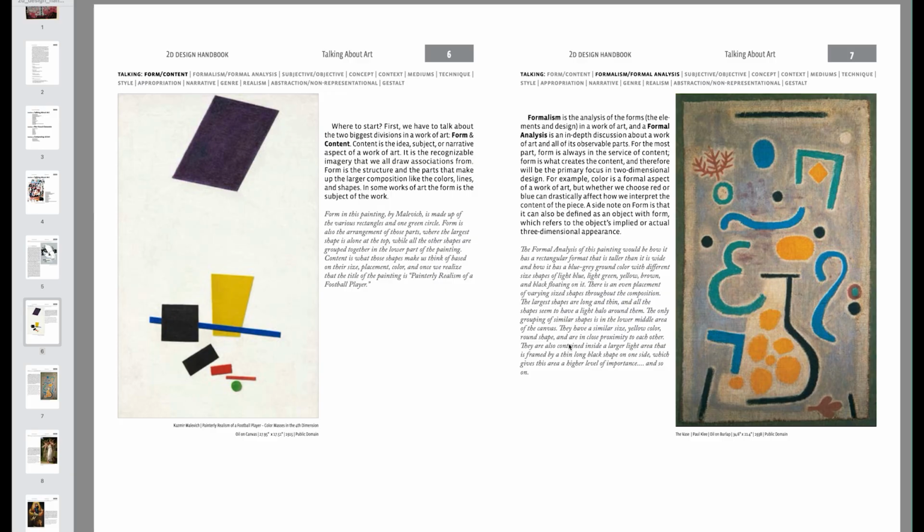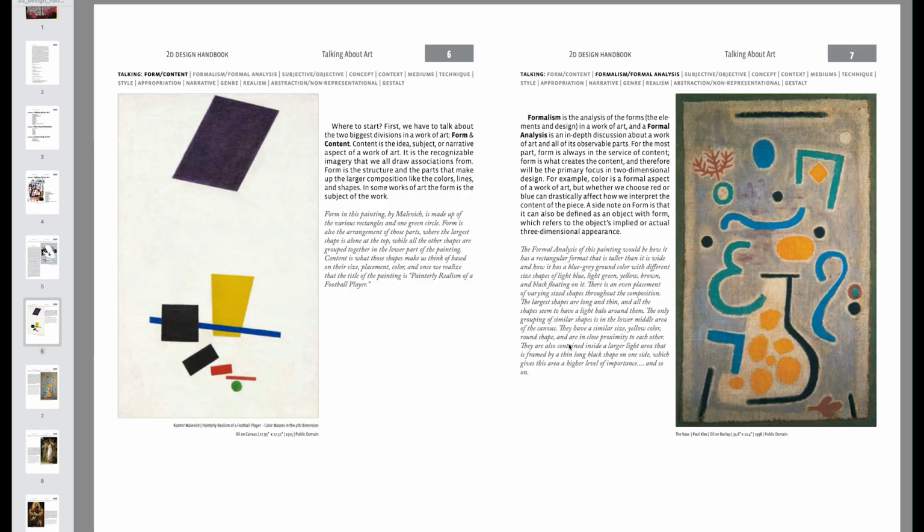Now, formalism is the analysis of the forms themselves, the elements and the design. In a formal analysis, it is an in-depth discussion about a work of art and all of the observable parts. For the most part, form is always in the service of content, but not necessarily. Form is what makes you think about the content, and therefore will be primarily focused in a two-dimensional design. For example, color is a formal aspect of a work of art, but whether we choose red or blue can drastically affect how we interpret the content of the piece.